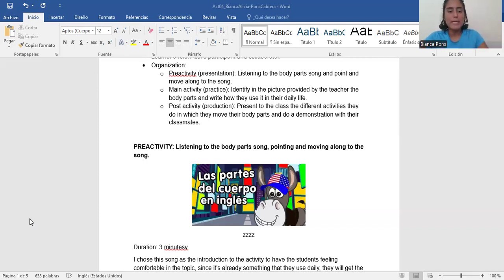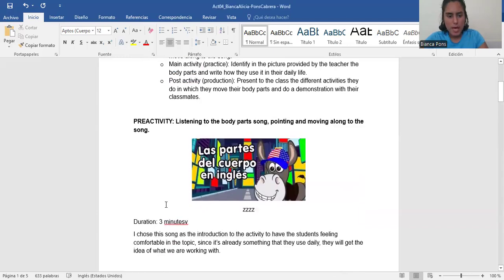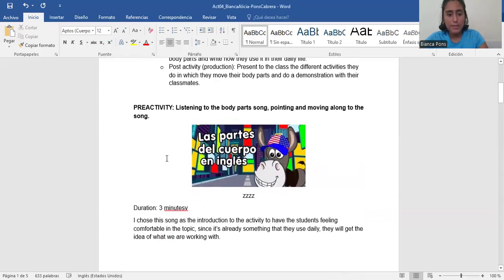So now I'm going to walk you through my pre-activity. I'm going to show you the objective that I planned for it. It is about 3 minutes. It's listening to the body part song, pointing and moving along to the song.